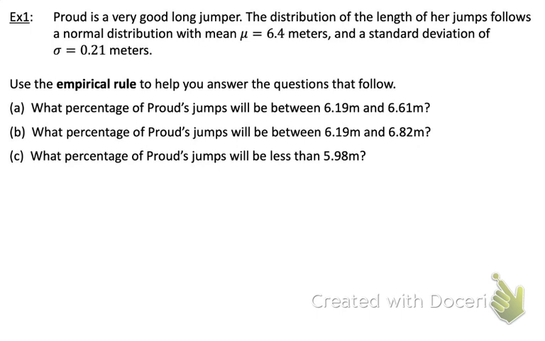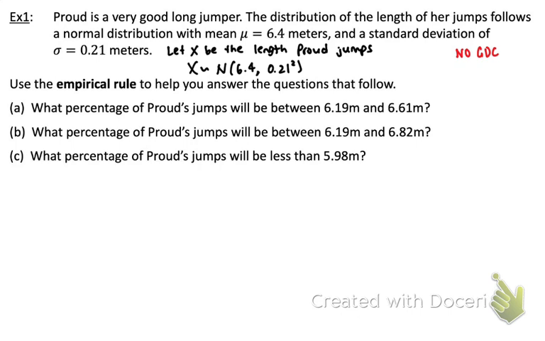A, what percentage of Proud's jumps will be between 6.19 meters and 6.61 meters? This is a no GDC question. First, let's define our random variable x to be the length of Proud's jumps. We know that x is distributed normally with a mean of 6.4 and a standard deviation of 0.21 or a variance of 0.21 squared. We always write down the normal distribution as the mean and the variance, even though we mostly use the standard deviation. That's just how the notation works.